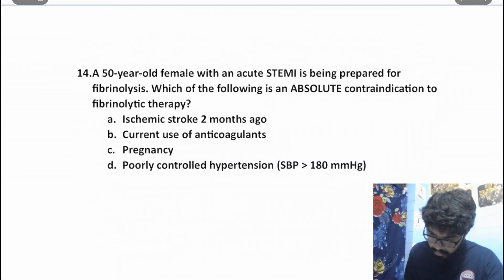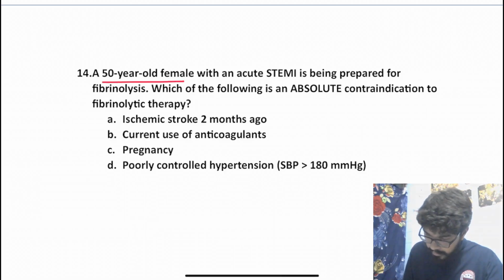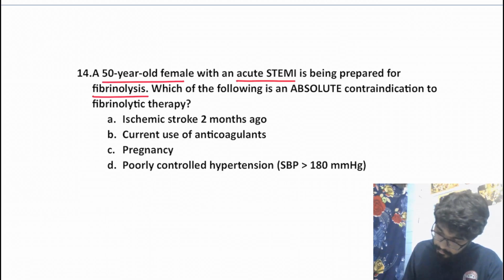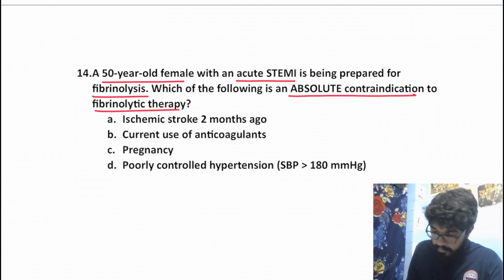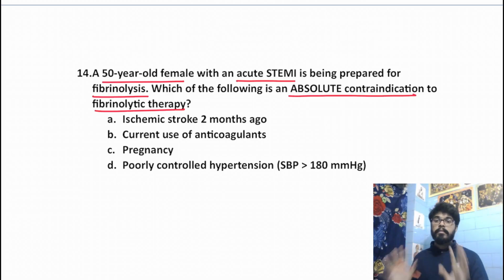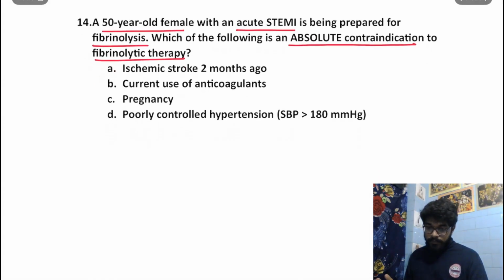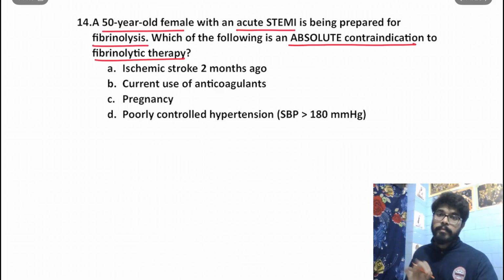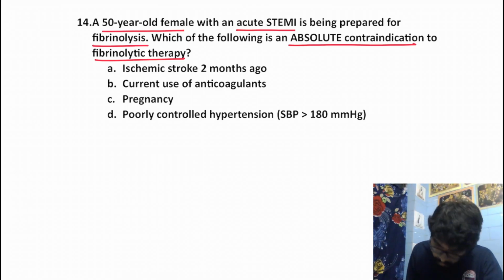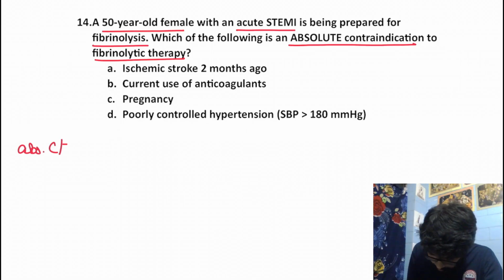A 50-year-old female with an acute STEMI is being prepared for fibrinolysis. Which of the following is an absolute contraindication to fibrinolytic therapy? Right. This is a very important part. We need to know the absolute and the relative contraindications to fibrinolysis. Before we answer this question, let's have a look into the list. What are the absolute contraindications?